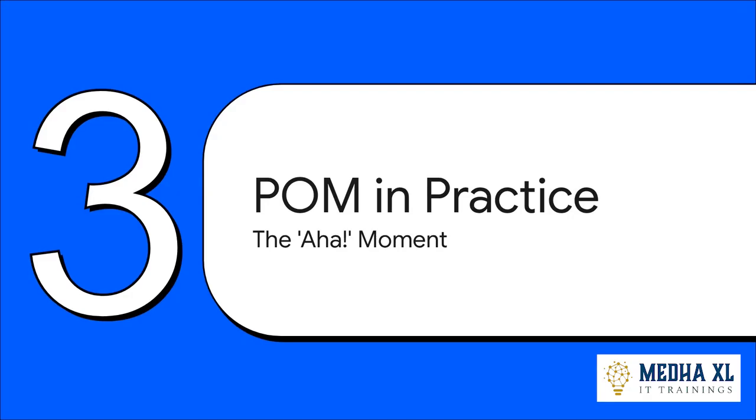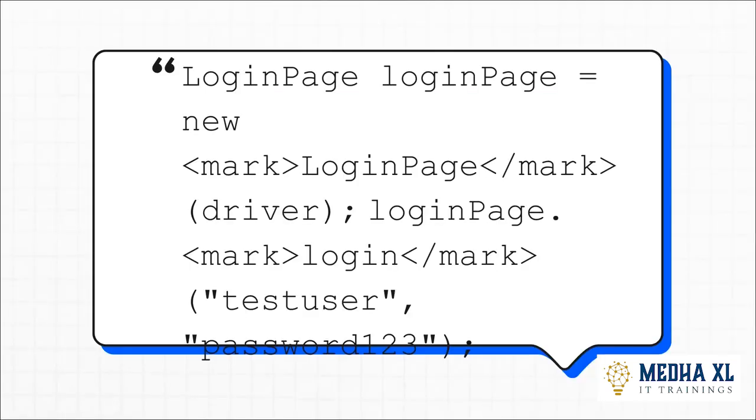So, okay, we've defined our page elements with that @FindBy, we've built our action methods. So what does our actual test script look like now? Honestly, this is the best part. This is that aha moment where you really see the big payoff for setting all this up. Just look at that. It's so clean.